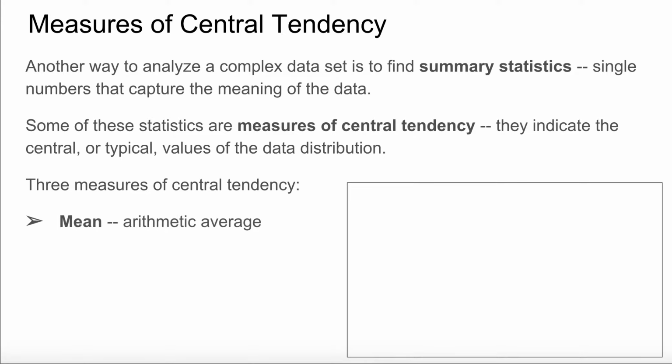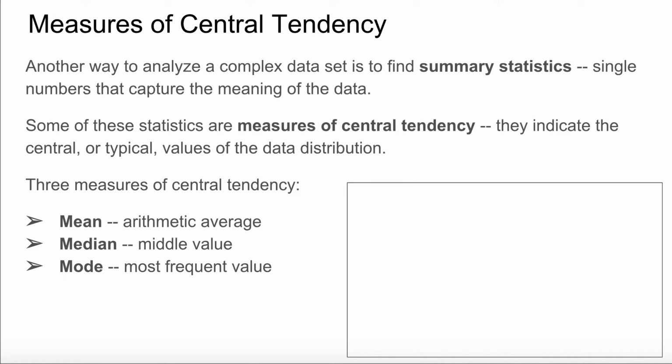We talk about the mean, which is the arithmetic average. We add all the values up and divide by how many there are. We talk about the median, which is the middle value. And then we talk about the mode, which is the most frequent value. Let me just show you a quick example of how this works.